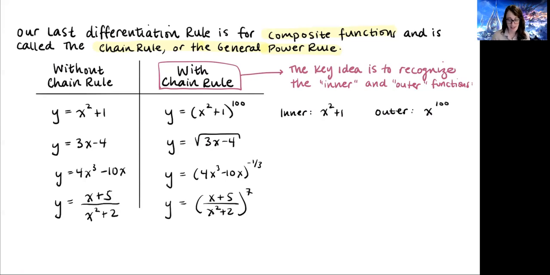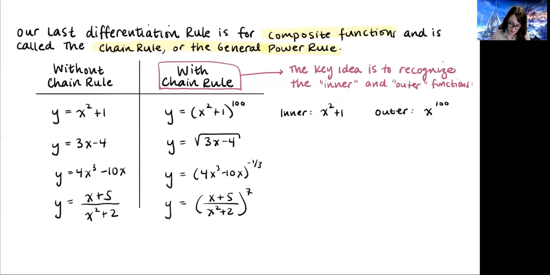And so we can represent our function that we're looking at here as what we would get if we plugged this expression in for x into the outer function. So this is what it means to have a composition. You put one function into another.